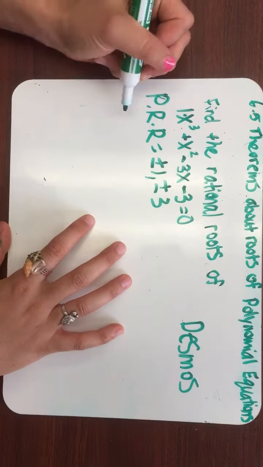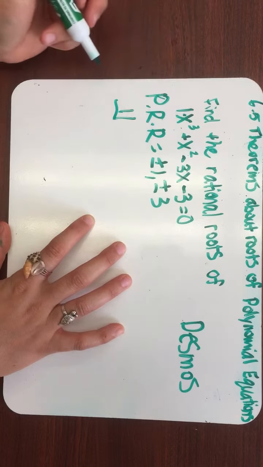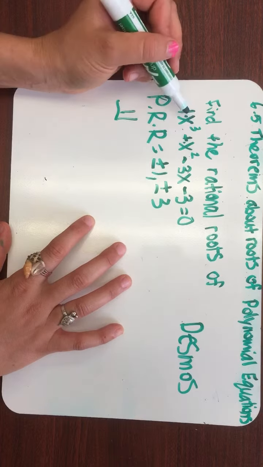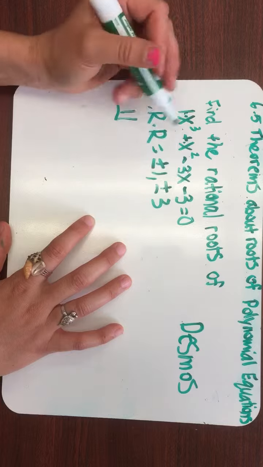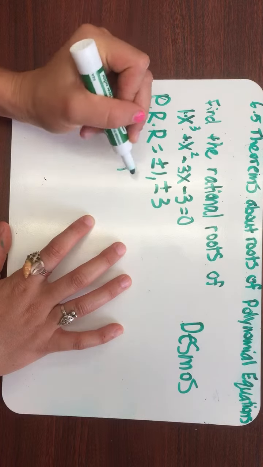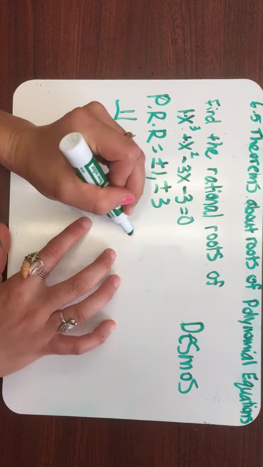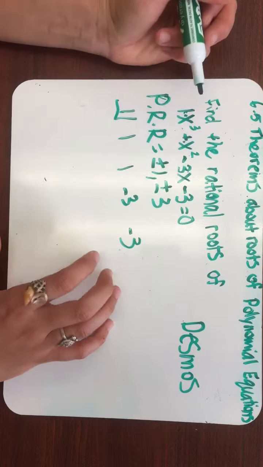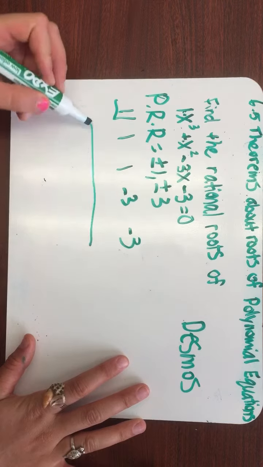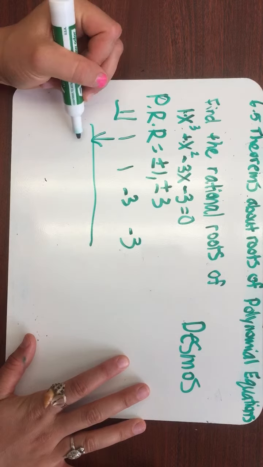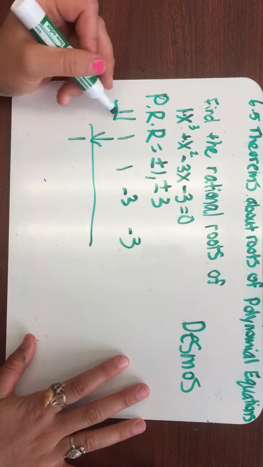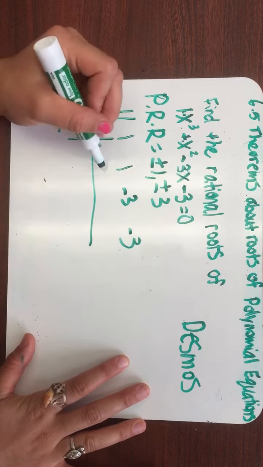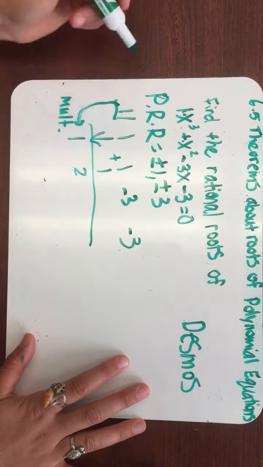So let's just go ahead and pick 1, and then we'll test them. For synthetic division, we list all of the coefficients, 1, 1, -3, and -3. And we know that if there is a term that is missing, then we have to put a 0 in its place. Okay, so synthetic division, we bring down the first coefficient and then we multiply. 1 times 1 is 1. Then we add and then we repeat.